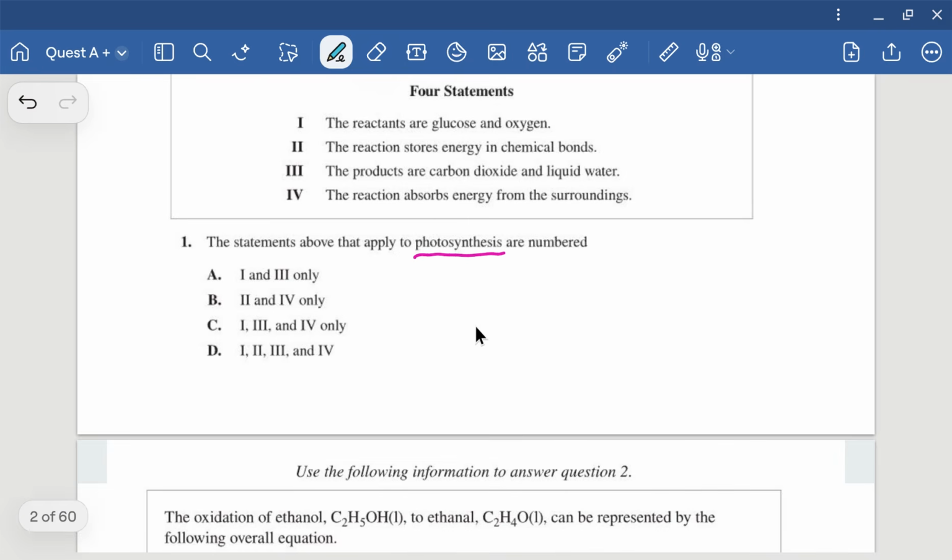Number one, reactants are glucose and oxygen. Those would be products in photosynthesis. Number two, reaction stores energy in chemical bonds. This is true. The products are carbon dioxide and water. That is not true. Those again are reactants. And lastly, the reaction absorbs energy from the surrounding. This is true because it's endothermic. So the answer here is B.